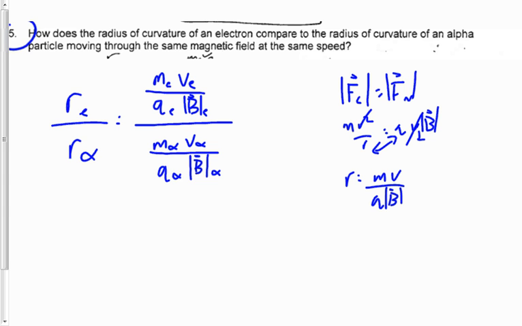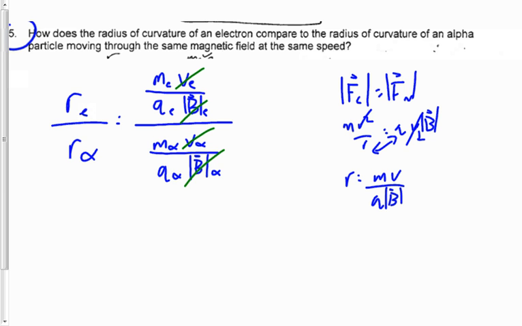But in this question, they tell me that it's the same magnetic field. So the magnetic field experienced by the alpha particle, right, is the same as the magnetic field experienced by the electron. They cancel because it's the same value. Same thing for the speed. The speed of the electron and the speed of the alpha particle are the same, so we can cancel.